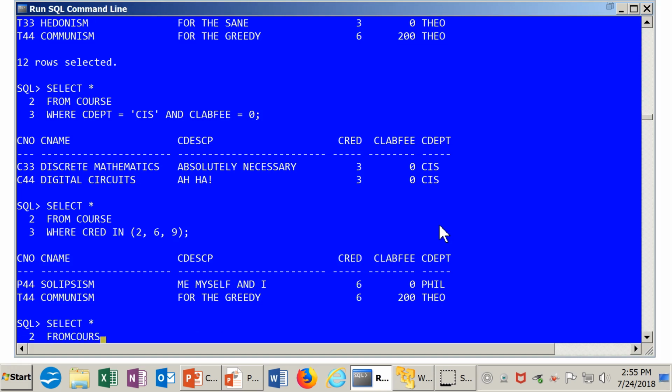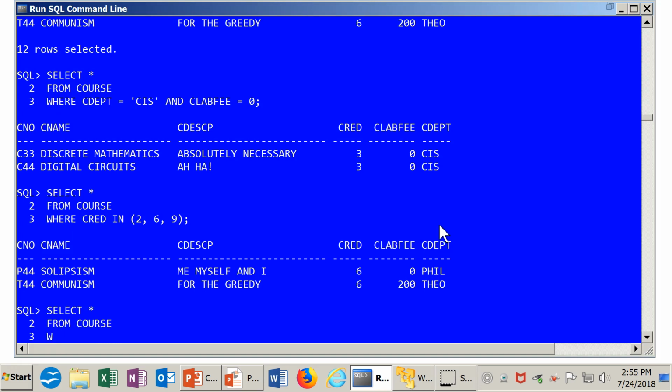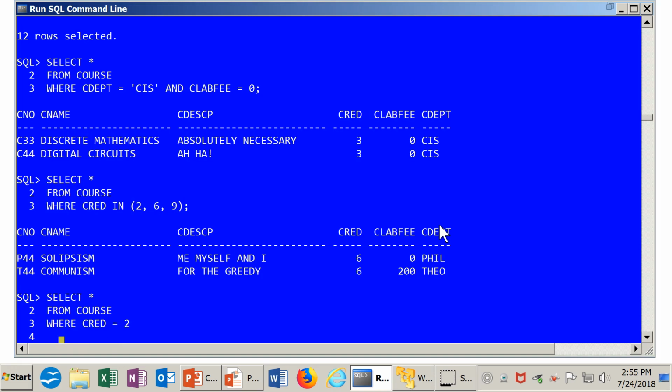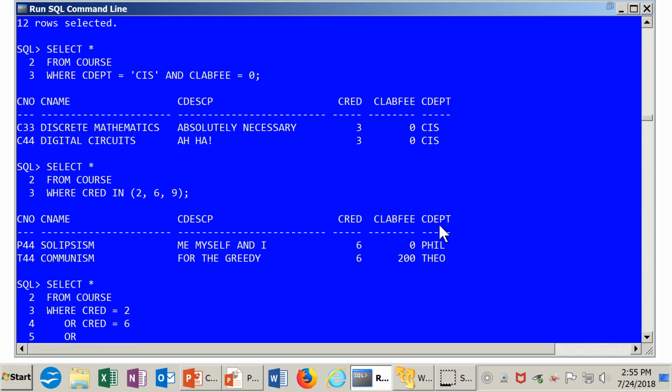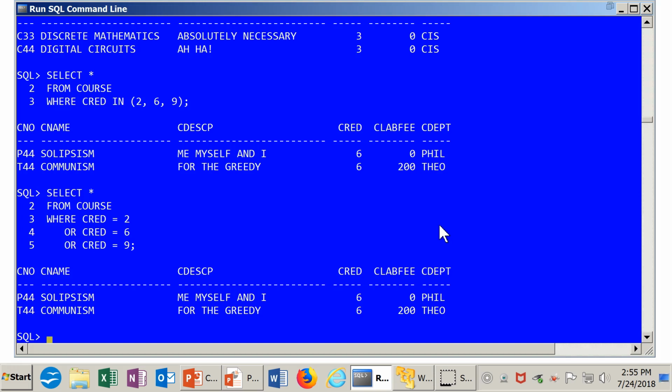Select asterisk from course where the credit is equal to 2, or the row can be brought back if the credit is equal to 6, or the row can be returned if the credit is equal to 9. This is equivalent. So you can see it might be convenient because if I had like 5 or 6 or 10 items in here, then I'm going to need 5, 6, or 10 simple predicates all connected with or.